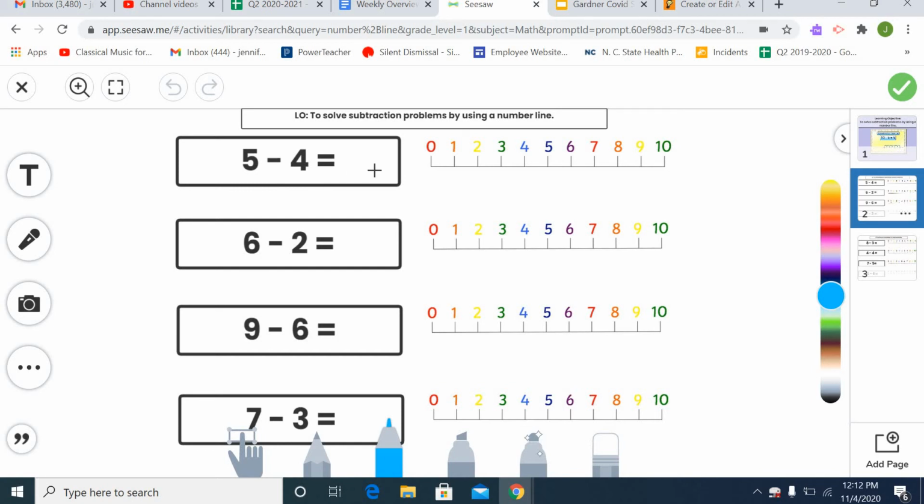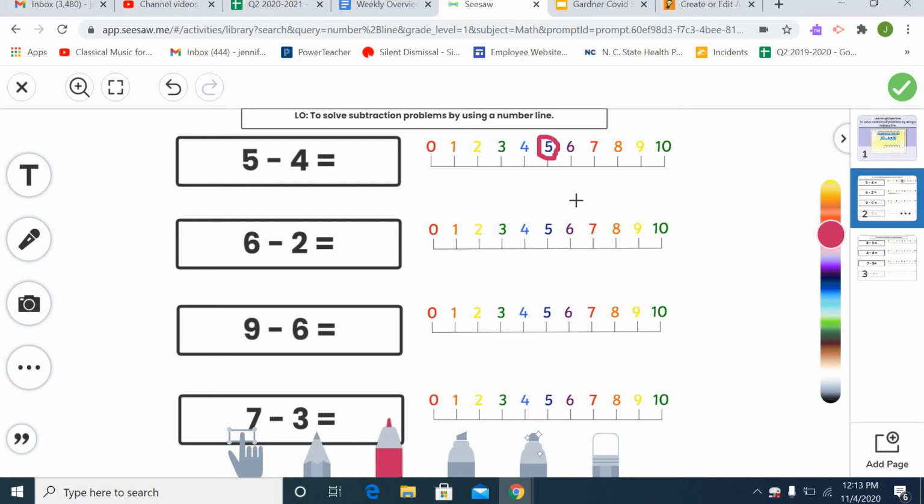Okay, so when we are using a number line, we always start with our first number, right? So we need to start with the number 5. It is the first number in our equation. So I am going to click on my pencil and I'm going to pick a color. I'm going to go with a pink. So 5 take away 4 equals, so I'm going to start at number 5 and I'm going to circle it just to remind myself that's where I start. And then I'm going to take 4 away.